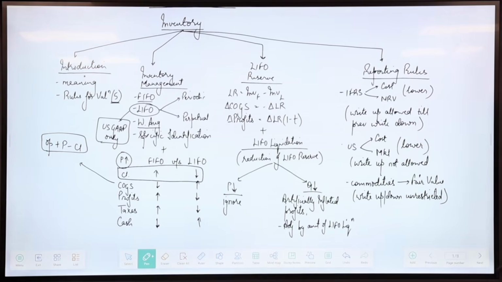Sir, if we have replacement cost and NRV, we'll simply take replacement cost as market value. Yes. Replacement cost means market value at all times. Okay.